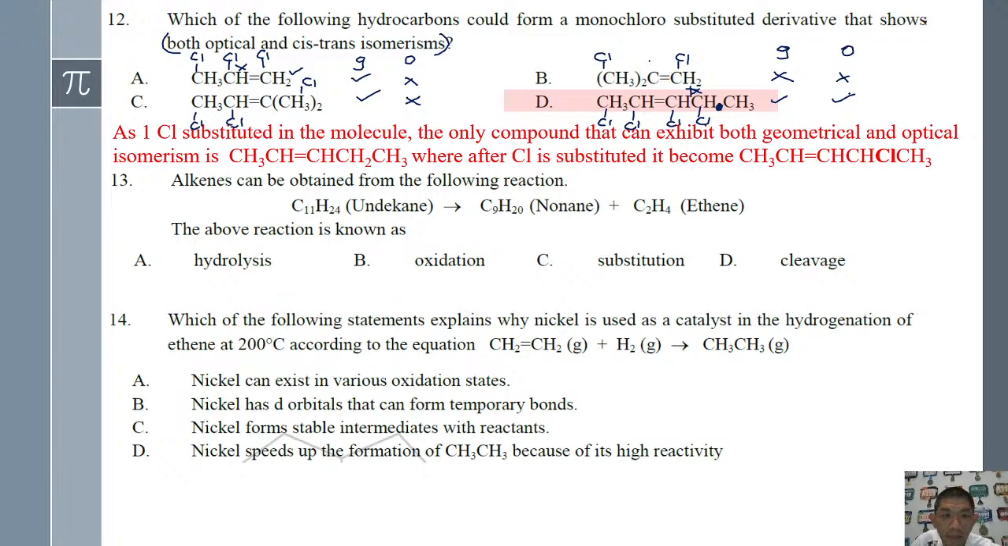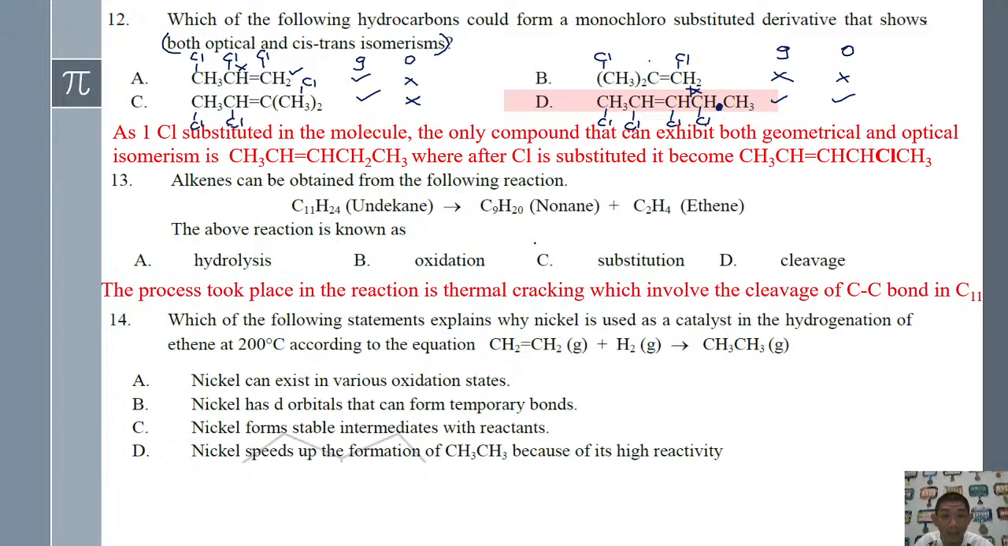Number 13. Alkene can be obtained from the following reactions. You have C11H24, undecane, to give C9H20 and C2H4. So this is actually what type of reaction? This is actually a bond breaking, which is a cleavage. Cleavage is what we so-call the cracking process. The term cleavage means breaking the C-C bond. So therefore the best answer here is D.